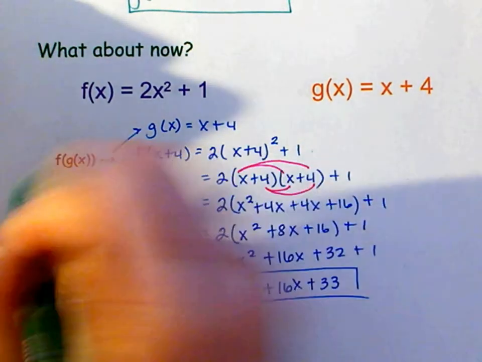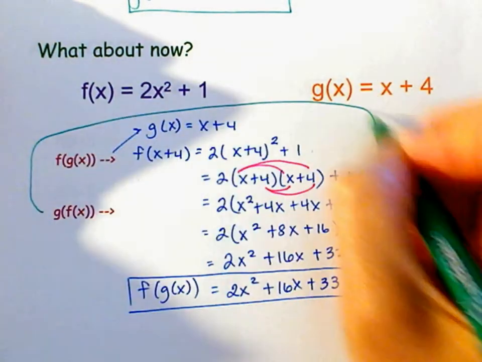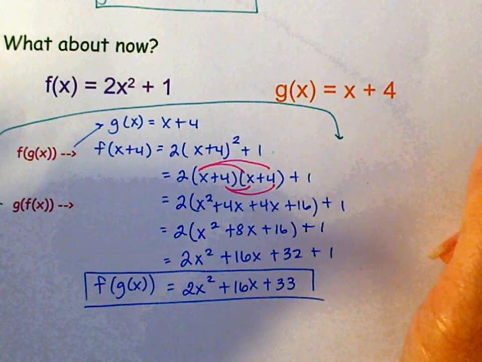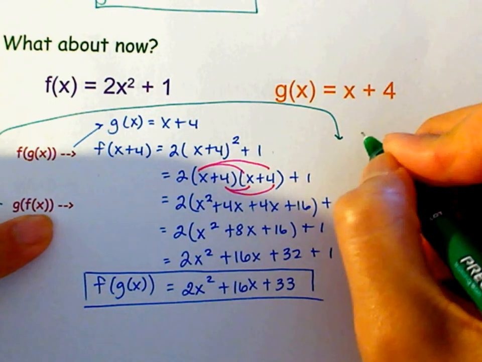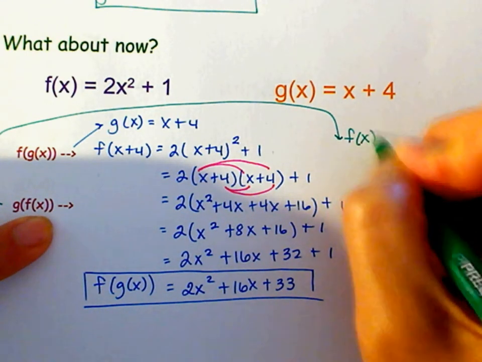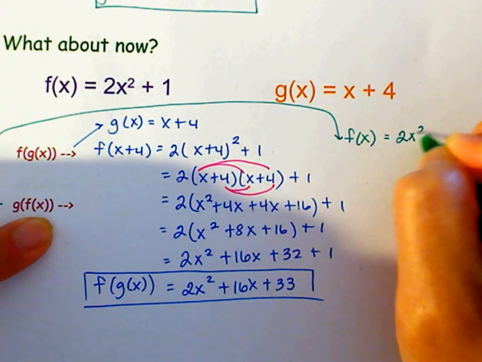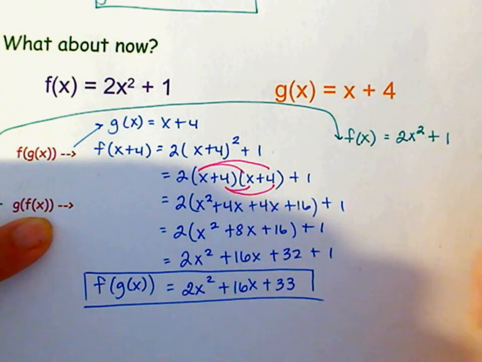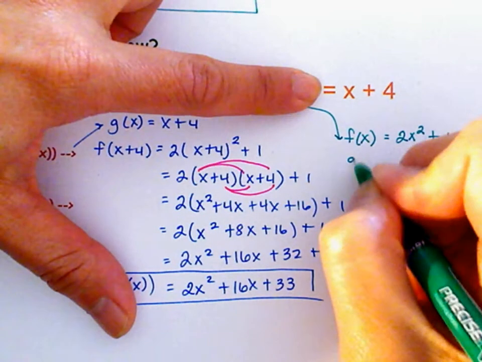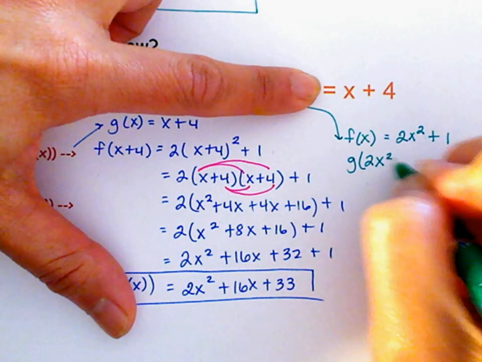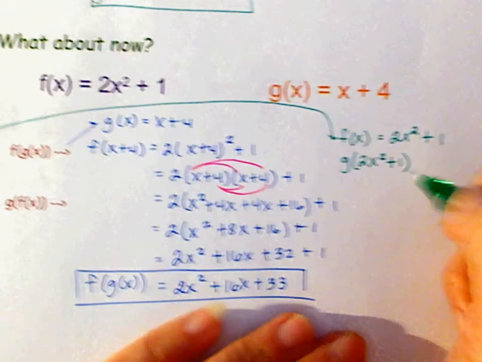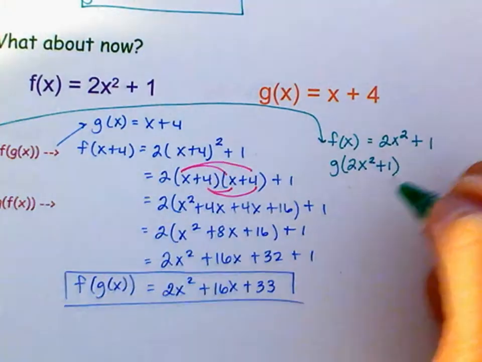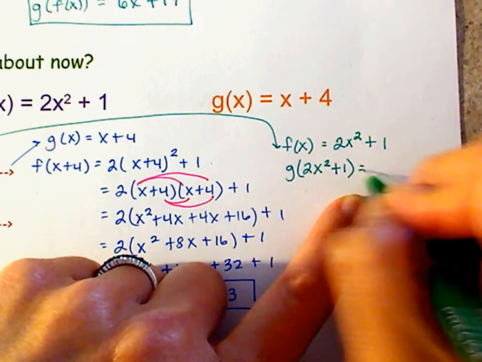All right. Now, what happens if we go in reverse? Okay? So I'm going to do this other one over here. All right. There we go. Starting off with an f of x, which is 2x squared plus 1. Now I got the g. My new x is 2x squared plus 1. See how I just did that?